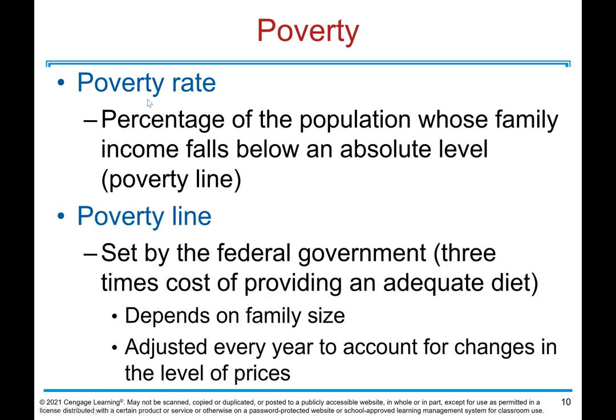Poverty. The poverty rate is the percentage of the population whose family income falls below an absolute level, which we call the poverty line. The poverty line is set by the federal government and is defined as 3 times the cost of providing an adequate diet, depends on family size, and is adjusted every year to account for changes in the level of prices.